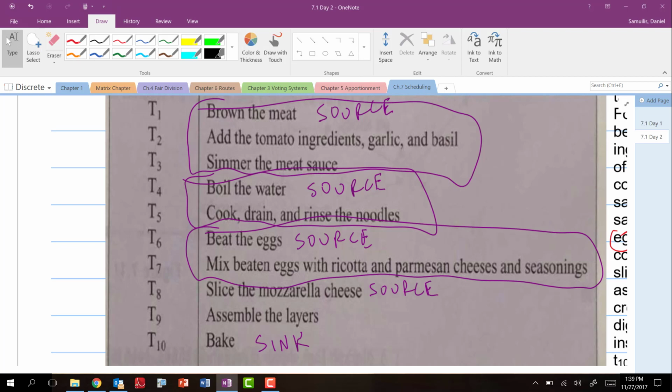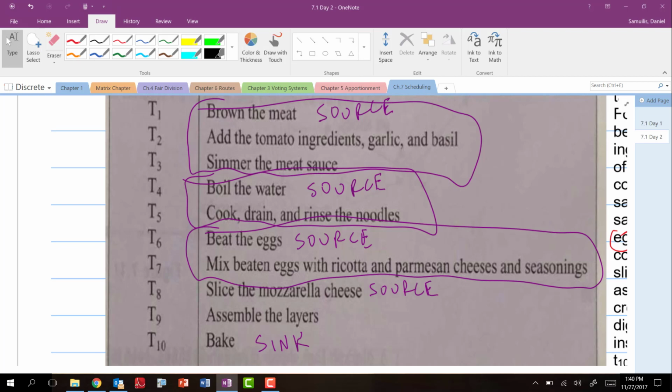Next, boiling the water. Does that have anything to do with browning the meat? No. Where does boiling the water come in? Oh, I boil the water so that I can cook the noodles because that's how I cook noodles. So those two are connected with boiling the water being the source of that directed path. So these are two separate directed paths I've already denoted.